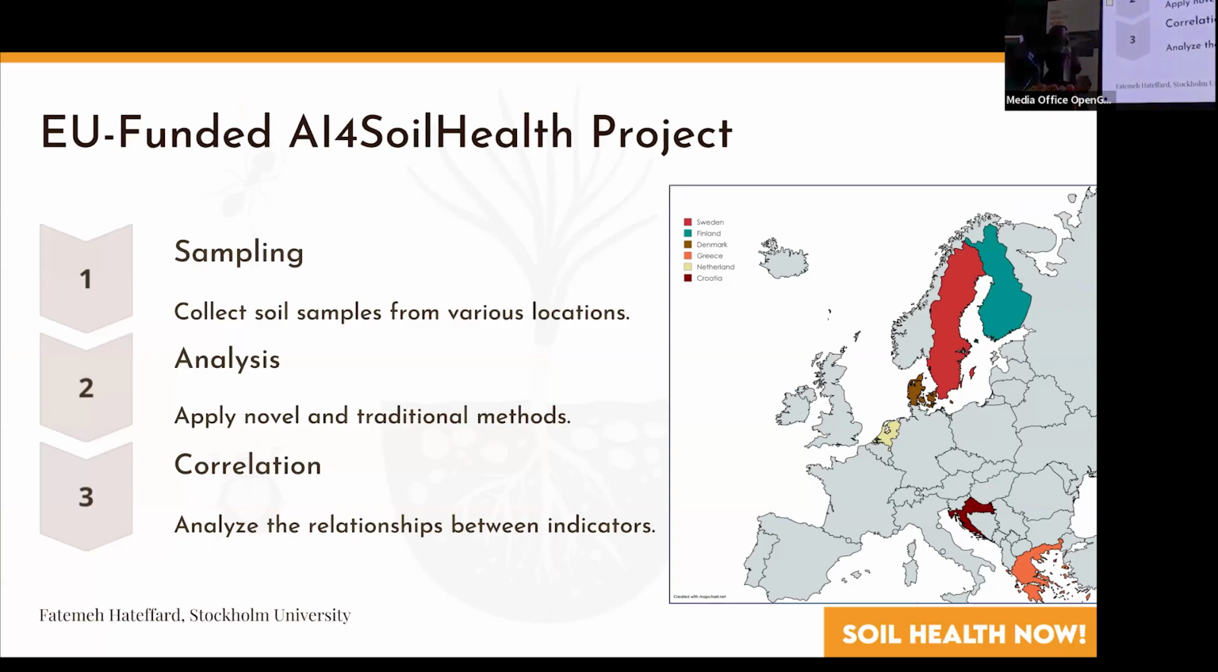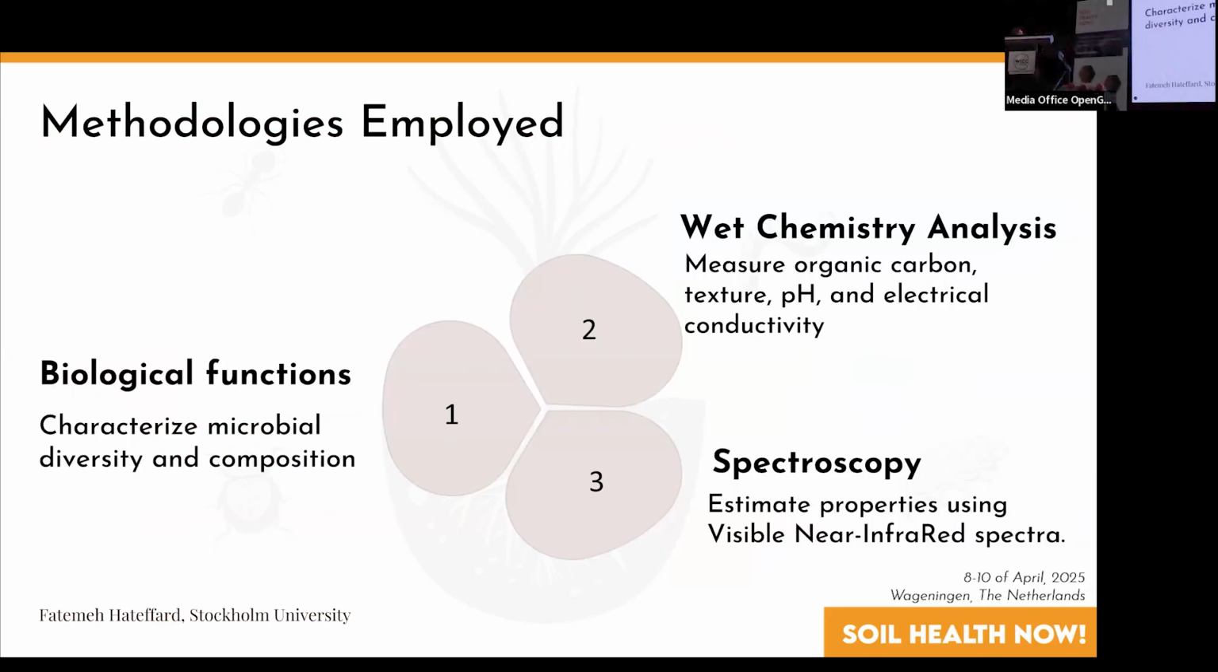All of these methods are for the project AI for Soil Health that you have probably heard a lot about since the morning. We collect soil samples from different locations. We have been in Sweden, Finland, Denmark, Greece, Croatia, and now after this conference in the Netherlands. And we are going to find the correlation and analyze the relationships between these indicators.